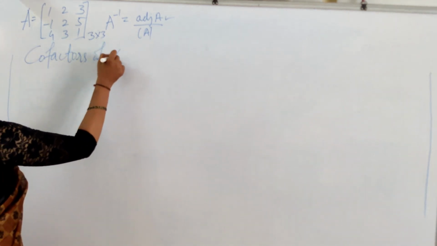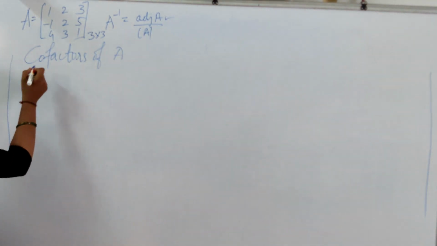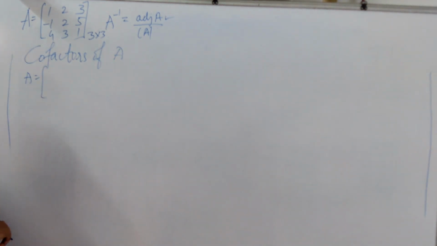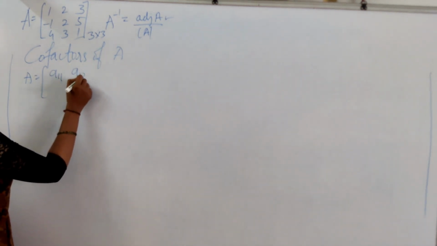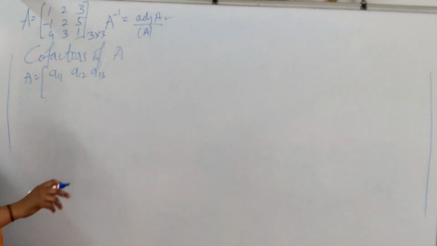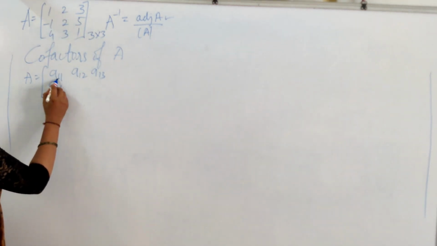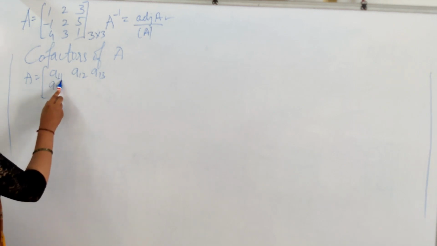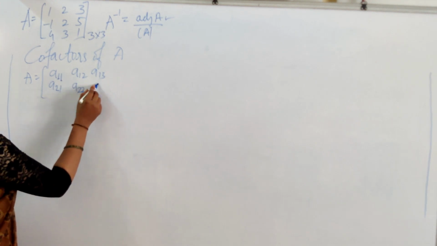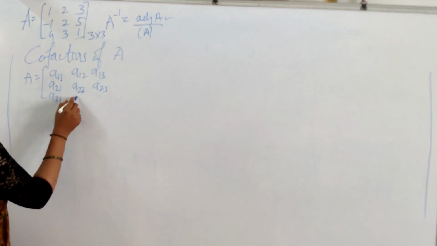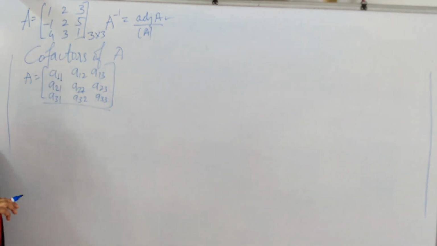Cofactors of A. How to find out the cofactors of A, that I will tell you. Now, instead of numbers, I will write it as A11, A12, A13. Here, 1 means row and the other index is the column. First row, first column; first row, second column; first row, third column. Similarly, A21 to A23, A31, A32, A33. This I need to find.